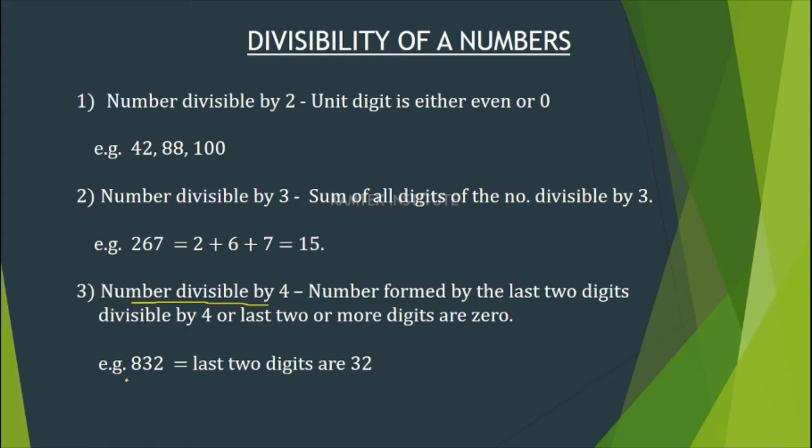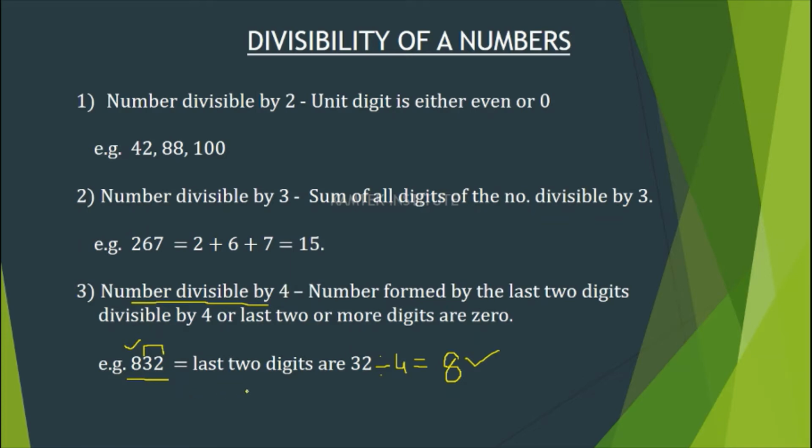Supposing we have a number 832. Now we'll take the last 2 digits of this number, that is 32, and we'll try to divide 32 by 4. If 32 is divisible by 4, then that means the whole number, that is 832, will also be divisible by 4. So what do we get when we divide 32 by 4? We get 8 over here. So it is clearly divisible by 4. So that means this number 832 is also divisible by 4.